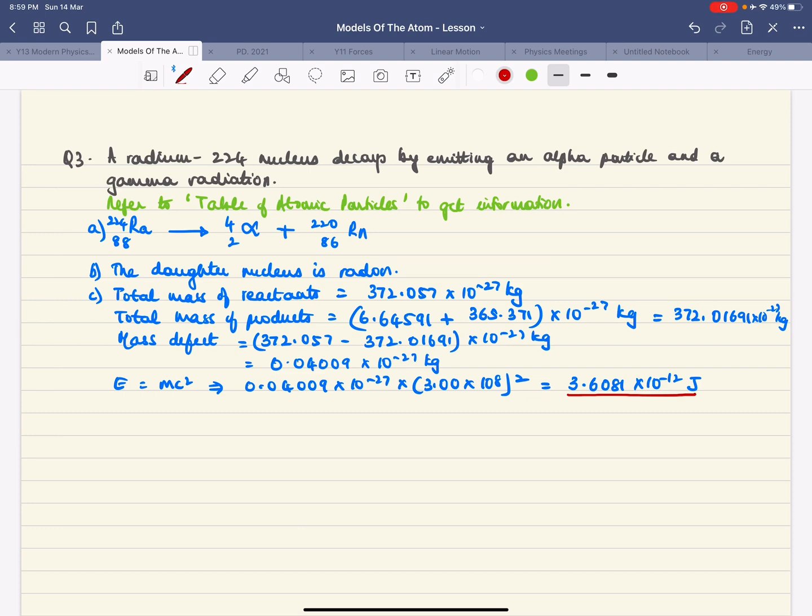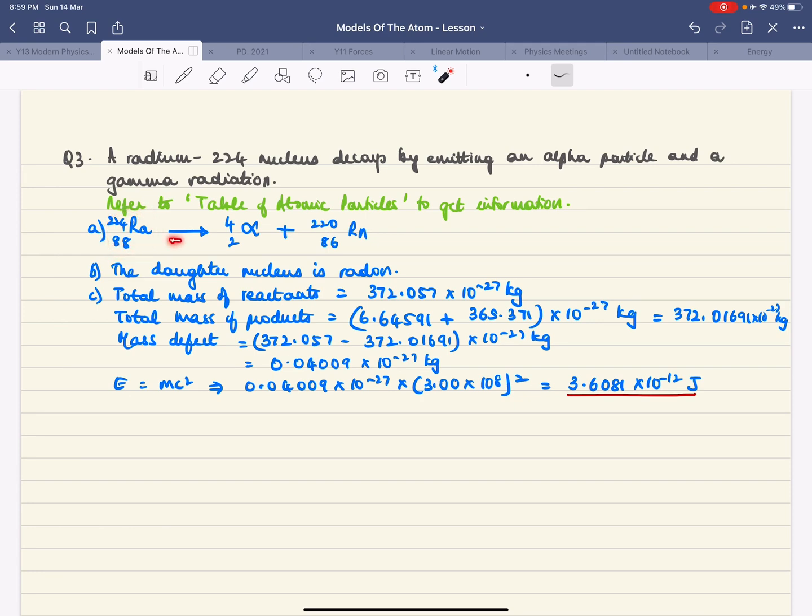radium-224 nucleus. So you get most of the information from the table of atomic particles, which is just 2 pages before this question in your booklet. So this is how I know, even though they've just said radium-224, that is the mass number. And so from my table, I found out that the atomic number for radium is 84. And this is how you write radium-224.